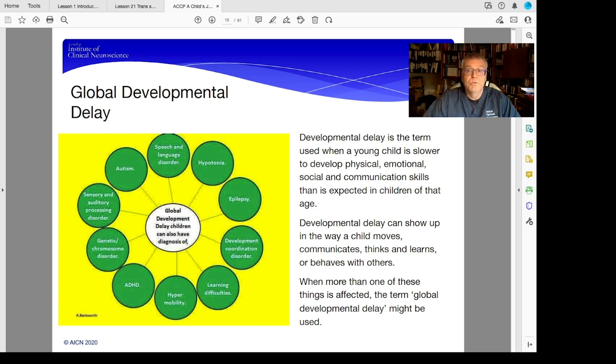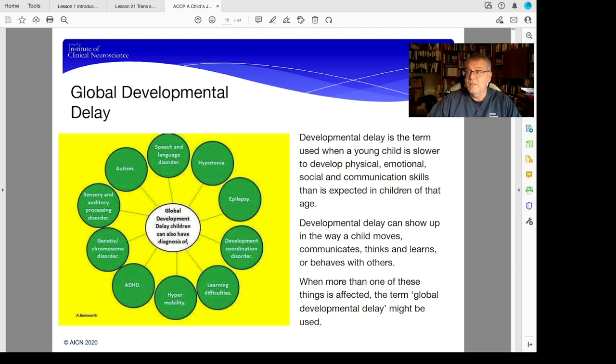So it can show up in a variety of ways. It can show up in how the child moves, how the child communicates, how the child thinks or learns, or how the child behaves or interacts with others. And when more than one of these things are involved, we use the term global delay. So this is where I was talking about how they're trying to separate or divide the basket of global developmental delay into different sections, and that's what this little chart is showing us here.